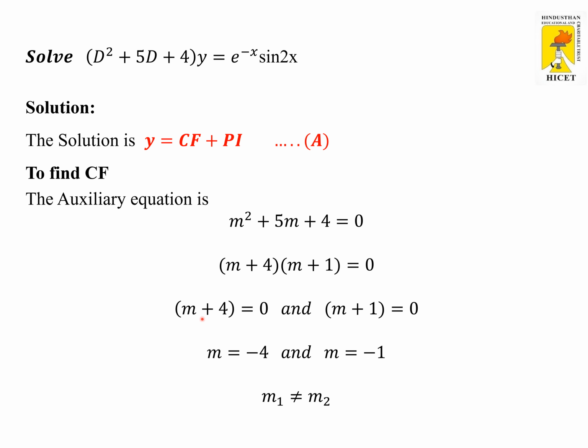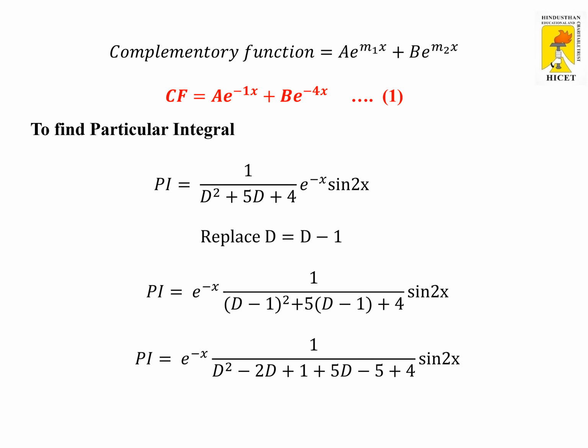So we get two values for m. One is m equal to minus 4, another one is m equal to minus 1. Here these two roots are real as well as distinct, so m1 not equal to m2. So by case 1, our complementary function is a e power m1x plus b e power m2x. Therefore, our required CF equals a e power minus x plus b e power minus 4x. Consider this as equation number 1.